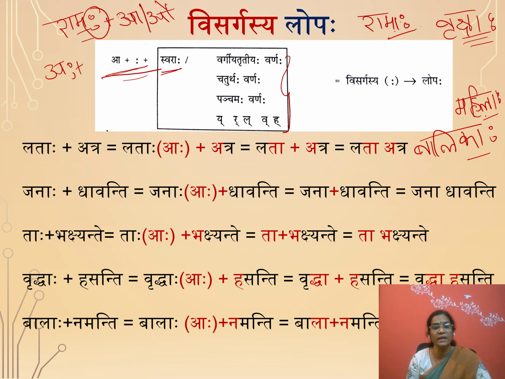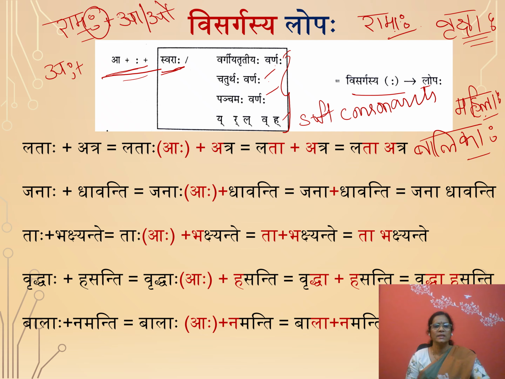And for the second word, any swara if it is there. Any swara means out of all the swaras we can consider. And along with swaras, Varga third, fourth, fifth letters and Ya Ra La Va Ha. These all are soft consonants, right? Any soft consonant or any swara as the second word's first letter. The first word should end with Aha. Before Visarga, A should be there. Then we have to drop the Visarga. This is the second rule for Visargasya Lopaha.